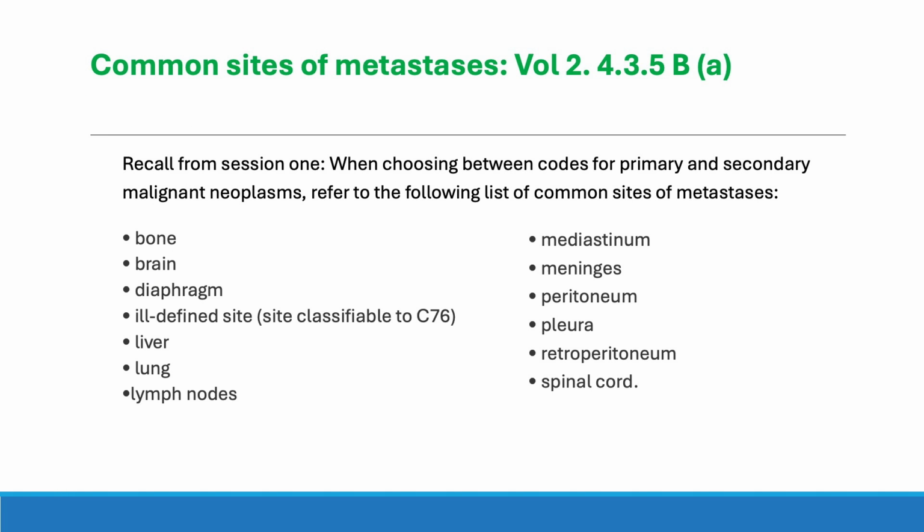This slide provides a list of 13 specific common sites of metastasis, which is crucial information for medical coding when you're choosing between codes for primary and secondary malignant neoplasm. The 13 listed sites include major organs, skeletal structures, lymphatic components, and body cavities.